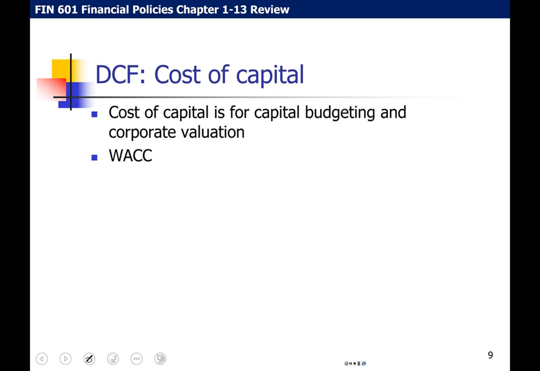The cost of capital we usually use is called WACC, the weighted average cost of capital. It's set equal to 3 components. First comes from debt. We have the cost of debt, and make sure it's after tax because of the tax saving on interest. So it's the after-tax cost of debt, multiplied by the weight of debt.